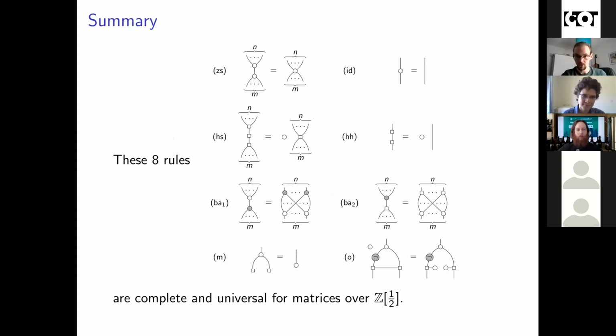Okay, to summarize, we have these 8 rules, which are motivated from Boolean functions. These are complete and universal for matrices over Z[1/2], which is an approximately universal gate set for quantum computing over qubits. So these 8 rules suffice to do graphical reasoning over quantum computing.